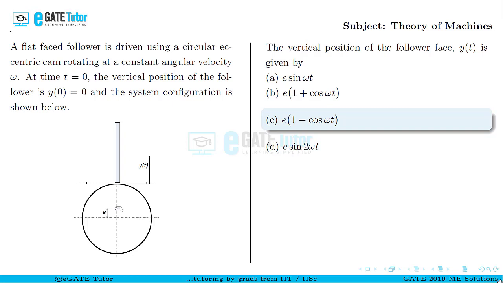So for this multiple choice question, the correct answer is option C. Let's look at the solution.